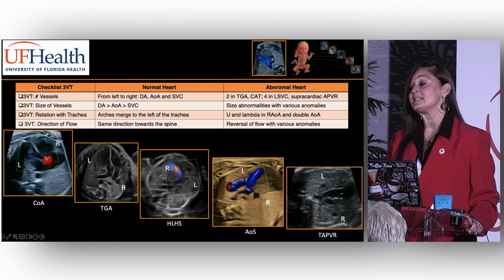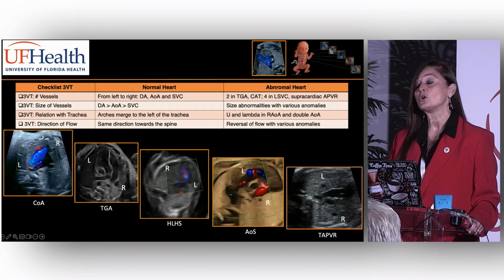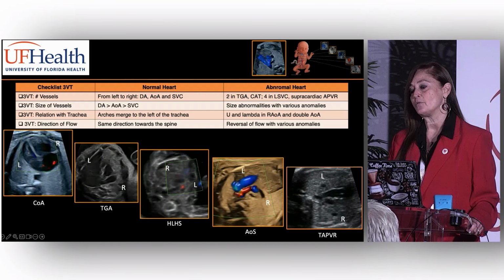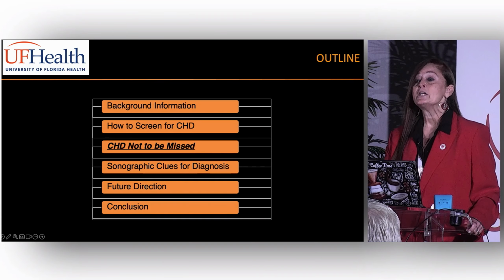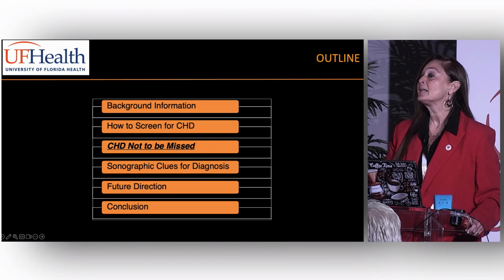And the last one is a still image. I hope you can see 4 vessels there. This has the collecting vessel in that case of TA-PVR. So with that overview, what are the congenital heart defects not to be missed?